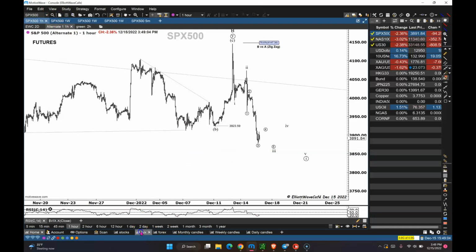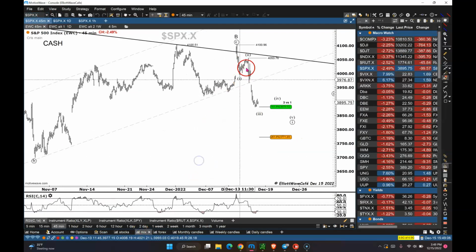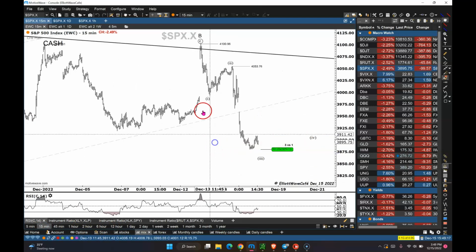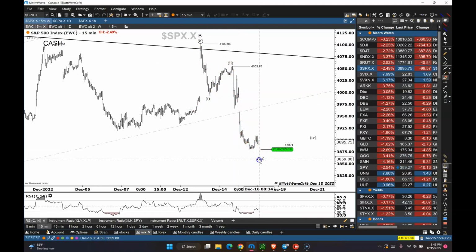Now, if I go on the cash market here, it's slightly different. You can see the subdivisions in here, but they're not far from each other. I would have to go maybe to a 15-minute chart to see it a little bit better. And here you have a 1, 2, 1, 2, maybe 3, 4, and 5 here.